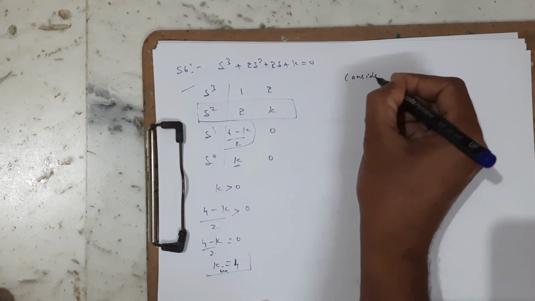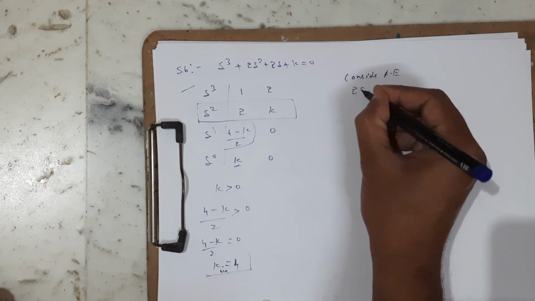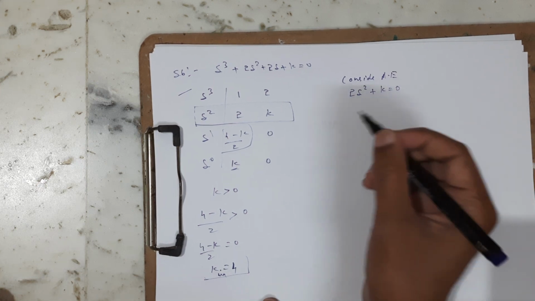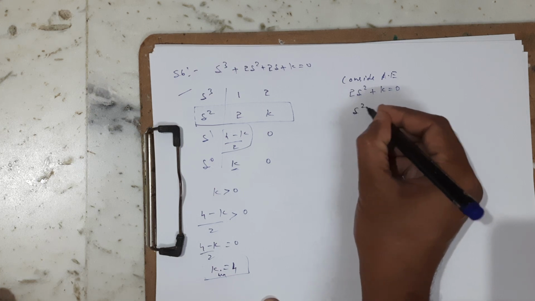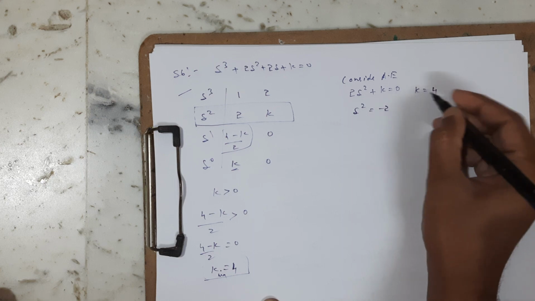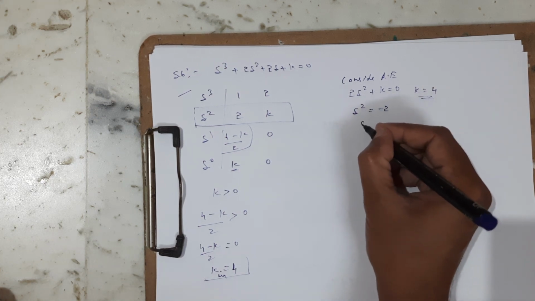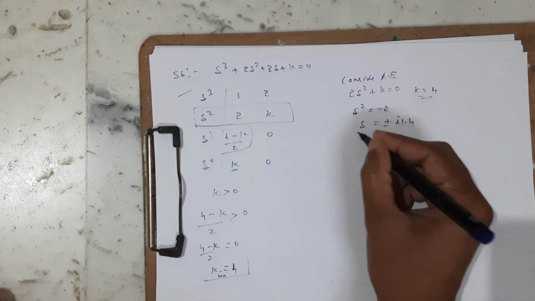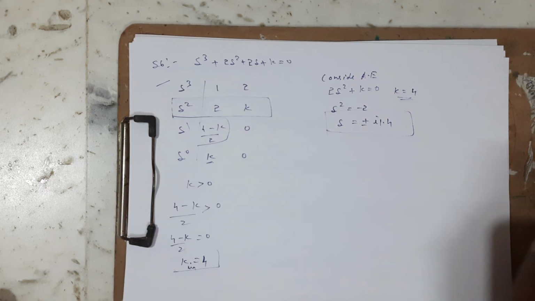Consider the auxiliary equation. So this will be 2s square plus k is equal to 0. So what is s square? S square is equal to minus 2 when k is equal to 4, right? I substitute k is equal to 4, and I found that s square is equal to minus 2. Therefore s is equal to plus or minus j 1.4. So this is the intersection of root locus with the imaginary axis.